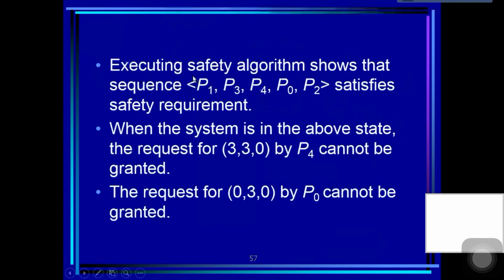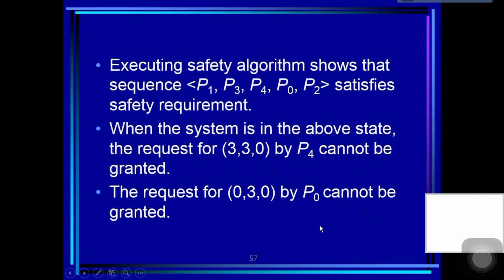So executing the safety algorithm shows that the sequence P1, P3, P4, P0, P2, and of course also P1, P3, P0, P2, P4, satisfy the safety requirement. When the system is in the above state, the request for 330 by P4 cannot be granted.